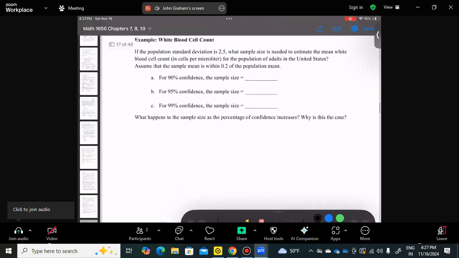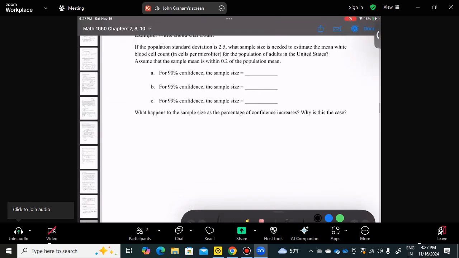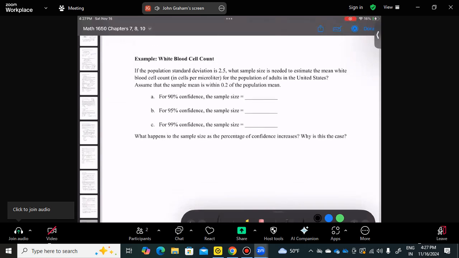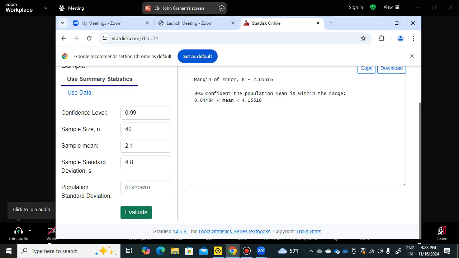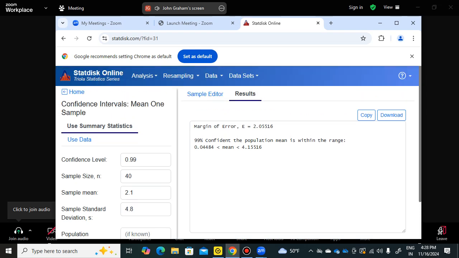Okay, one more problem. If the population standard deviation is 2.5, what sample size is needed to estimate the mean white blood cell count for the population of adults in the United States? Assume that the sample mean is within 0.2 of the population mean. And we are looking at a sample size determination. We want to check different confidence levels.